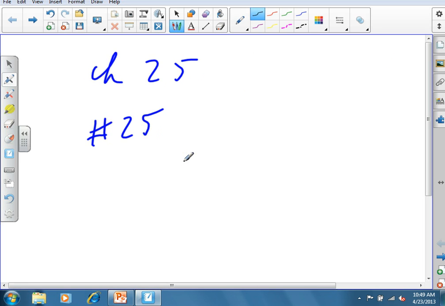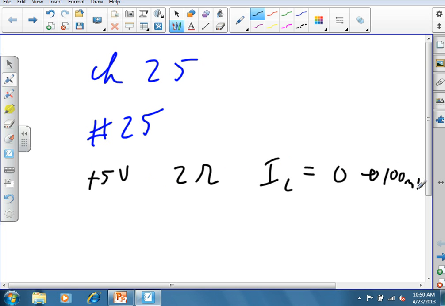We have a plus 5 volt regulator. Okay, so I'm at plus 5 volts, and I have 2 ohms. Well, we started but never finished it. And IL goes between 0 and 100 milliamps. We want to express load regulation in volts per milliamp, in percent, and in percent per milliamp. That's what we want to do.